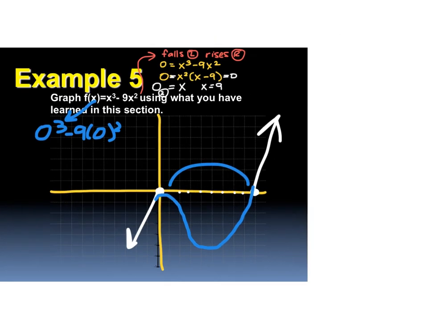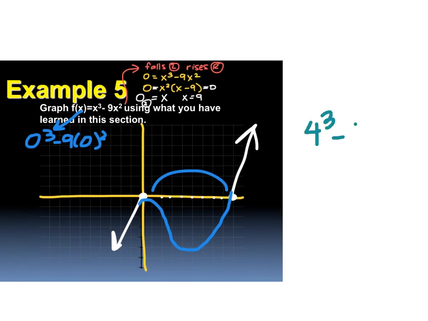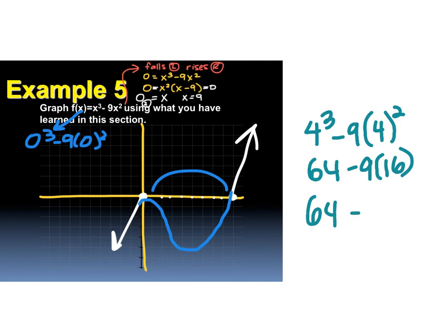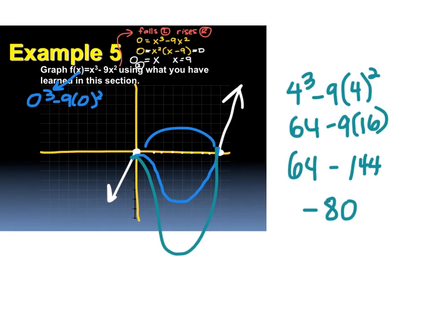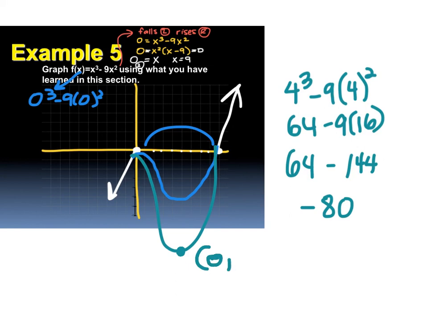Maybe I'll plot the 4. I would do 4 to the 3rd minus 9 times 4 squared. This is 64 minus 9 times 16. 64 minus 144. Which is negative, is that right? Negative 80. So I know I'm going all the way down, okay? In a scenario like this, just like you did with yesterday's, I wouldn't expect you to go all the way to negative 80 on your graph. You could plot your point and label it.